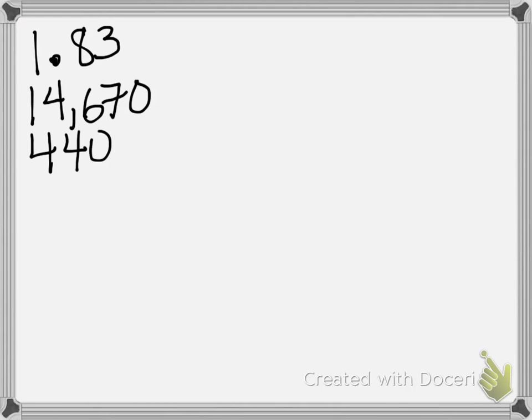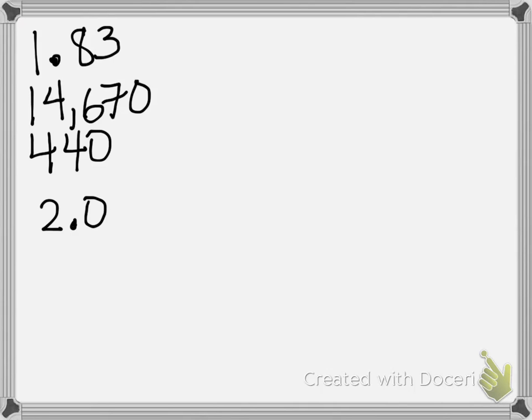For letter E, you should get 14,670. Letter F, 440. Number 10 was mixed calculations. In letter A, it's limited because it's multiplication and division. It's limited by the number with the fewest. 120 only has two significant figures. So for A, you should have gotten 2.0 for number 10.